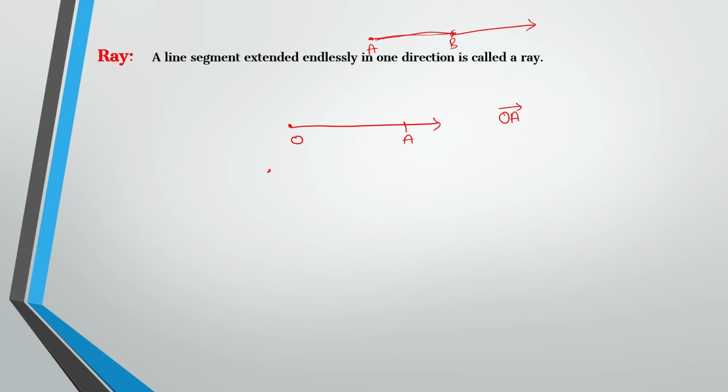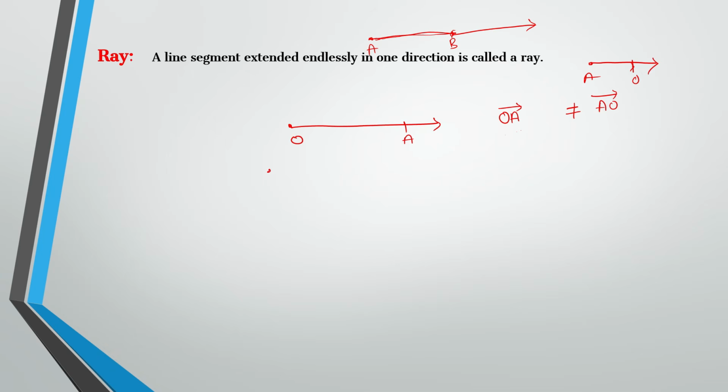Likewise, it is represented by OA ray. Here you need to notice that there is a one head arrow mark for one side. OA ray means whose initial point is O and extending towards A, and OA ray is not equal to AO ray. AO ray means whose initial point is A and extending towards O. So this is about the OA ray.